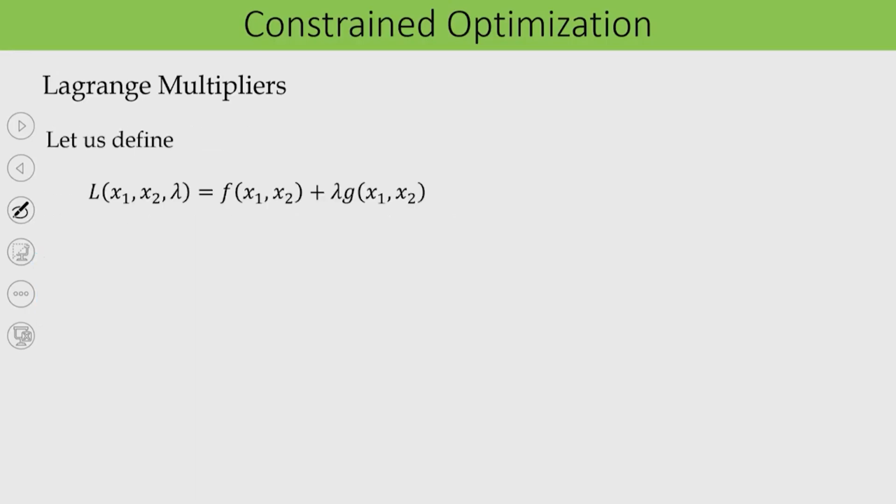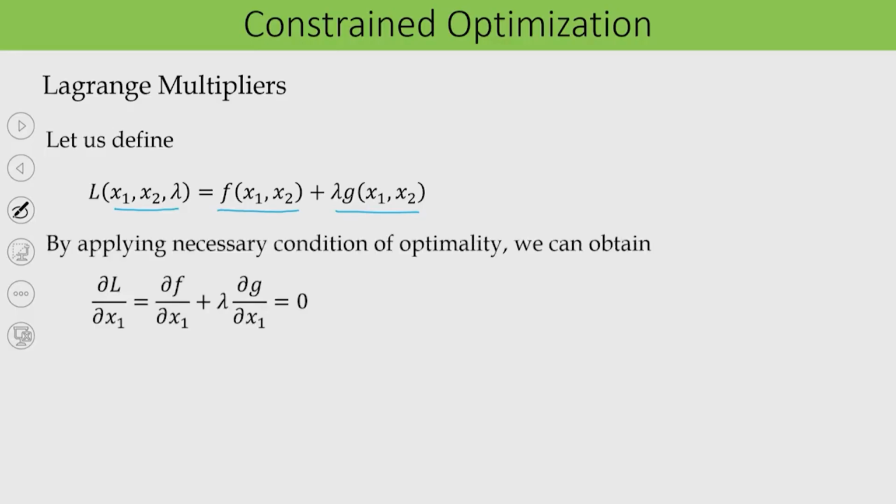Now, I can also define a Lagrange function, which is L. L is a function of three variables, that is x1, x2 and lambda, and it is equal to f of x1, x2 plus lambda g of x1, x2. This function is known as the Lagrange function. Now, if I apply the necessary condition for optimality on this particular function, what is the necessary condition? The partial derivatives with respect to x1, x2 and lambda should be equal to 0.